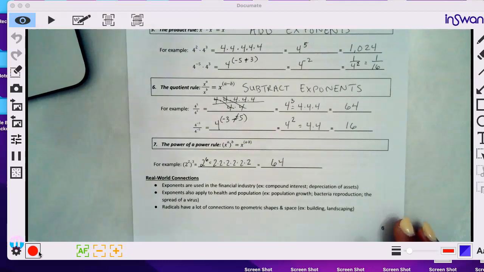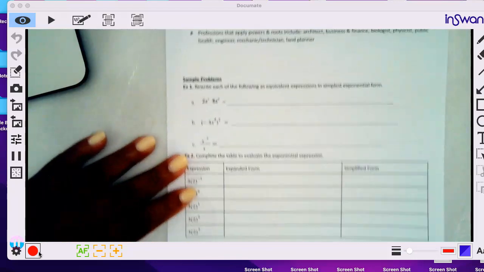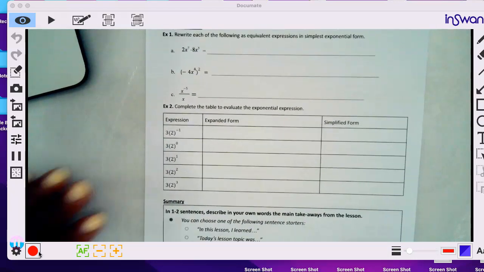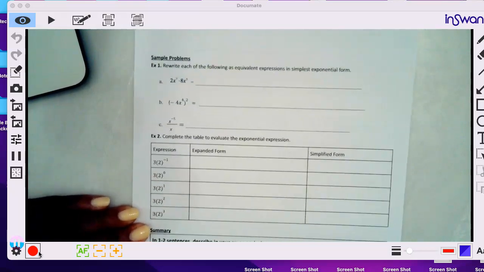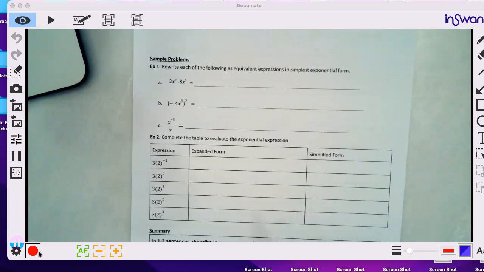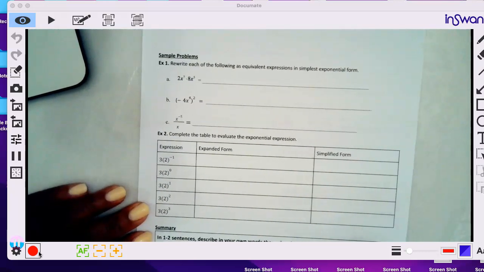Take a few minutes to read over your real world connections. Once you do that, we're going to flip over and do page 7's notes. Okay? So as you see, several jobs or businesses, occupations use exponents and radicals.